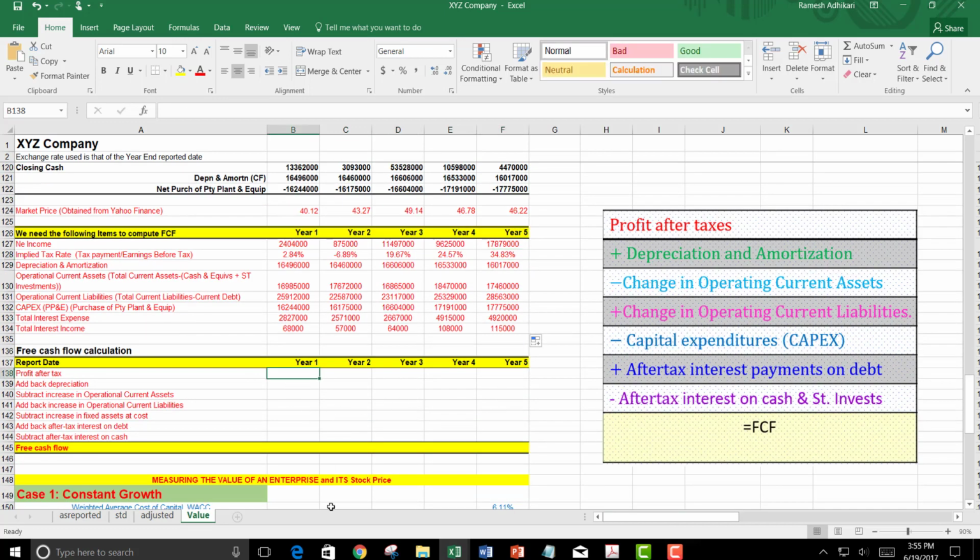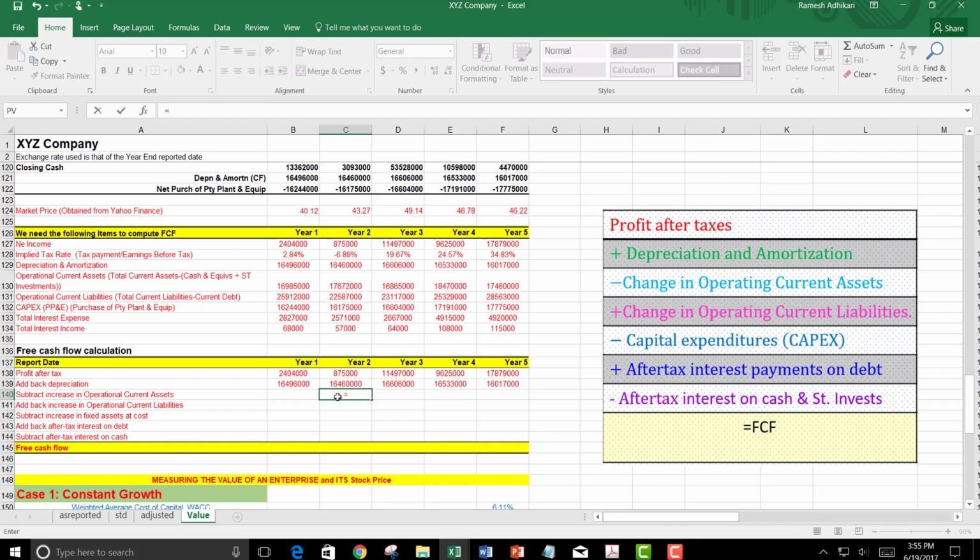So start with profit after taxes, right, which is your net income. And now you need amortization and depreciation. So that is the third item we already have, right? So we have depreciation and amortization. Now next is change in the operating current assets.